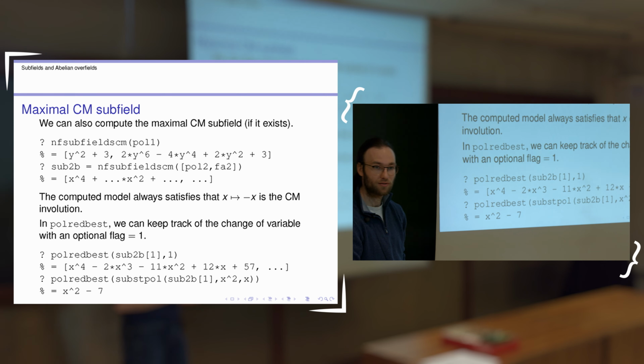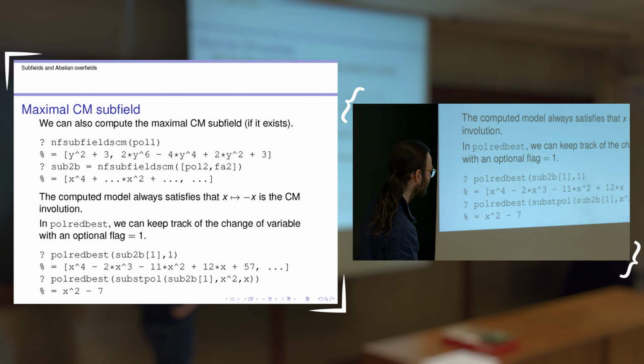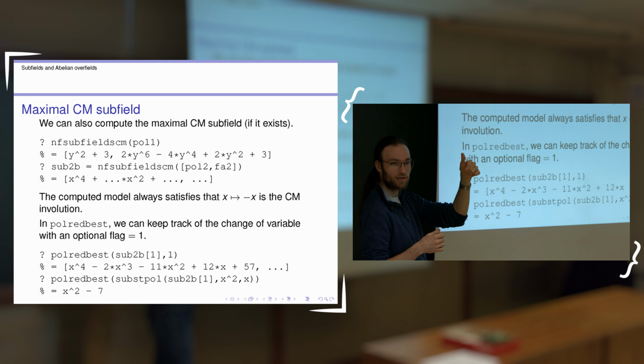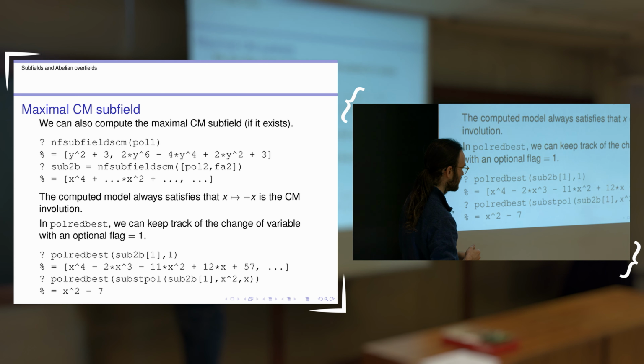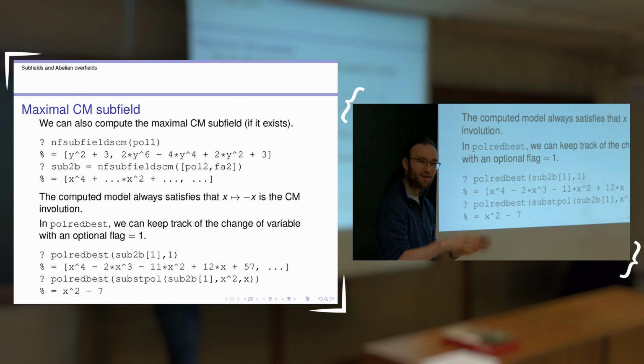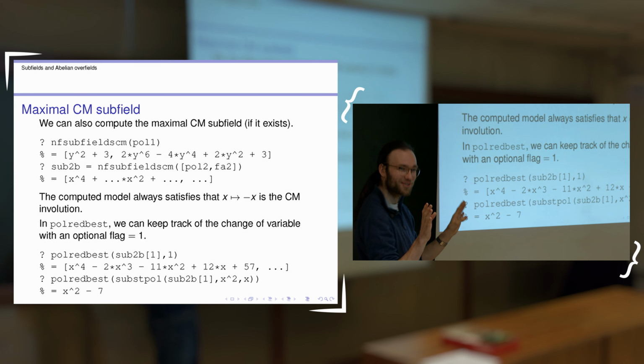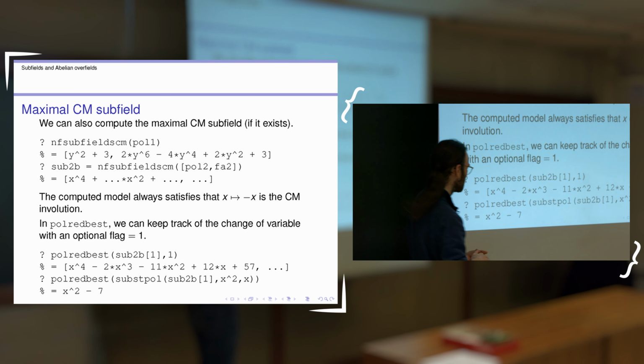Maybe you can also do the polredbest for the totally real maximum. Yes, that's probably better. And then do the x squared. But then you have to know which quadratic extension you made. We could have a CM polredbest or something, but I don't know if it's important enough.